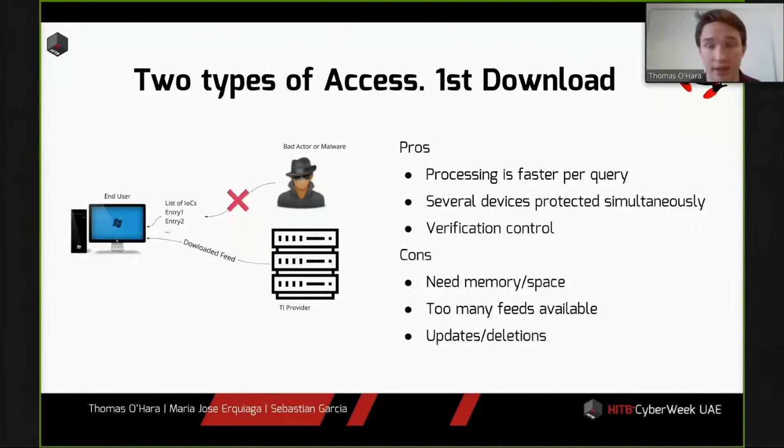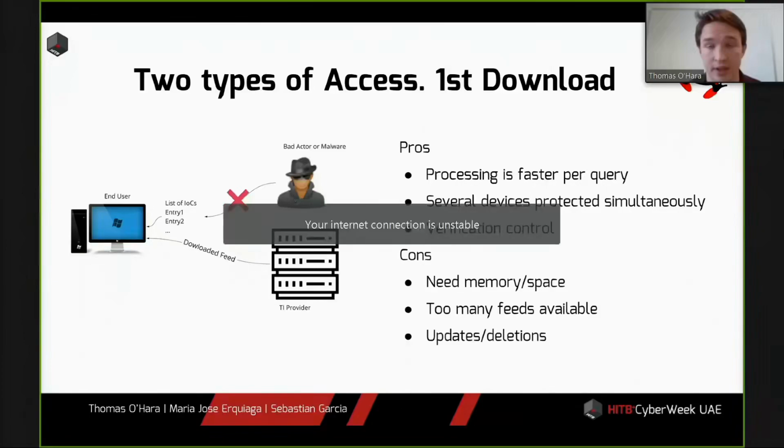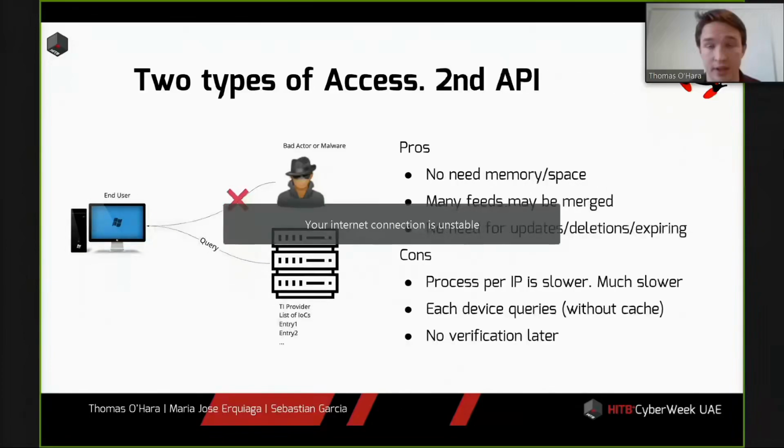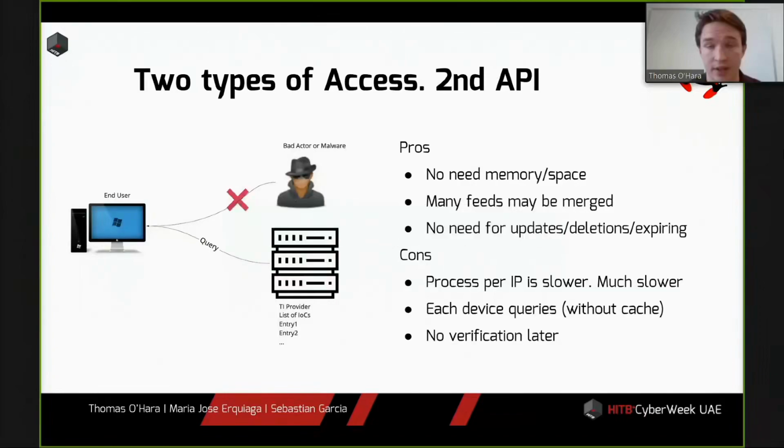The second method for accessing these blacklists is via API access. So it queries connections against the database, which is stored on the threat intelligence provider's servers.